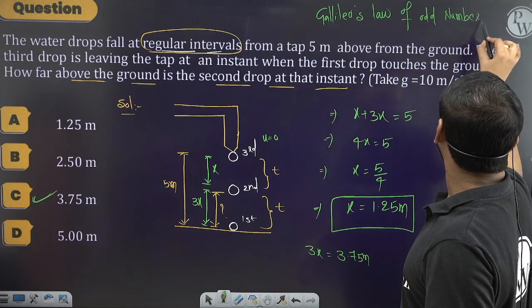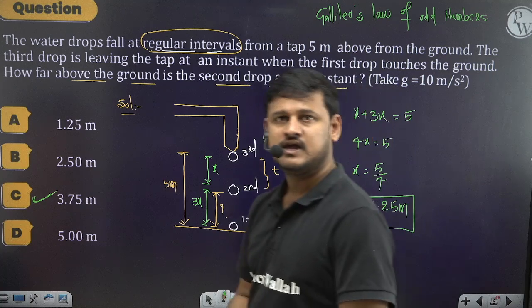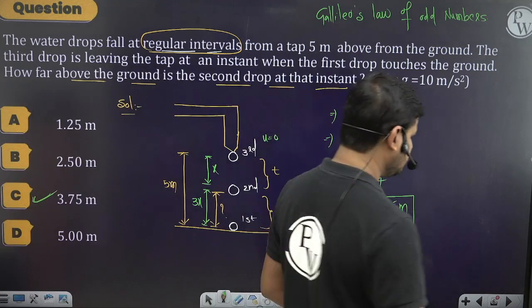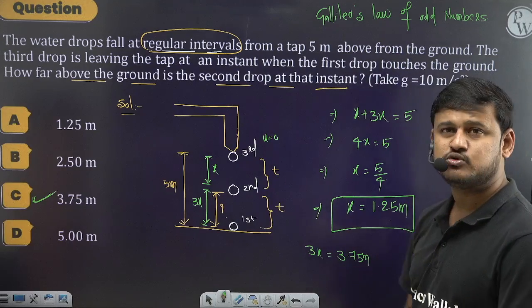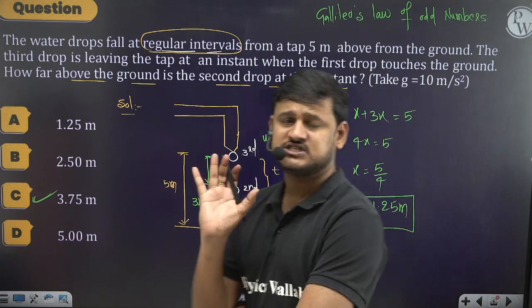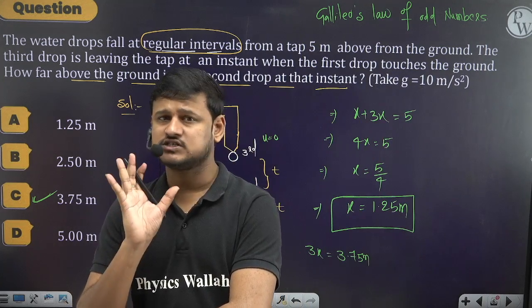Hope everyone is clear with this till now. Right? So this is Galileo's law of odd numbers. Now with this, we have completed the motion in a straight line. I did the maximum number of questions, and every concept is covered.